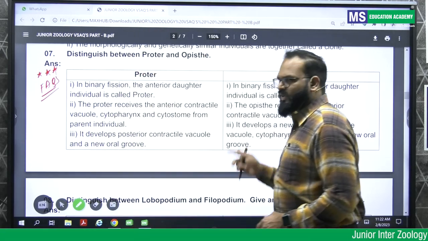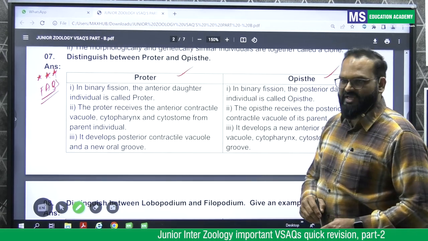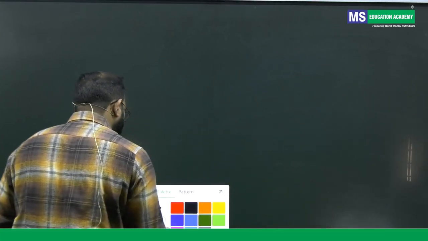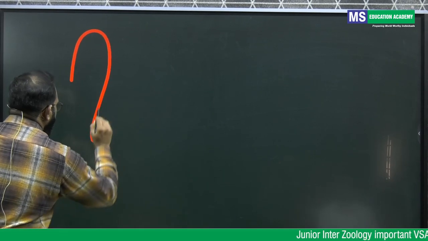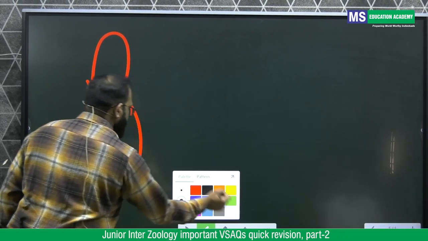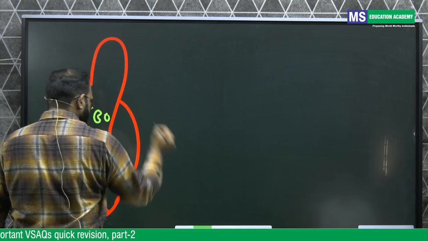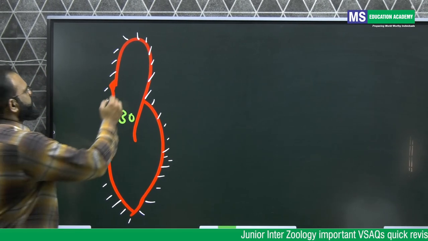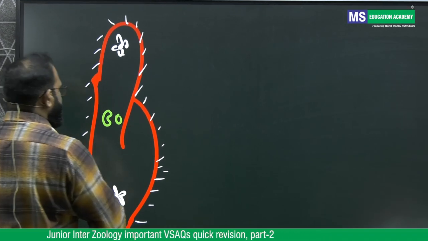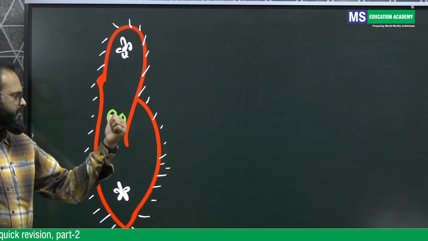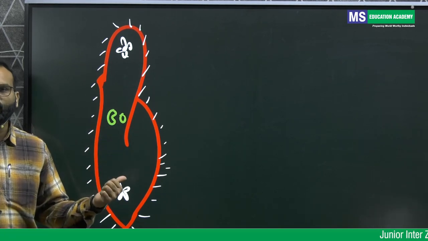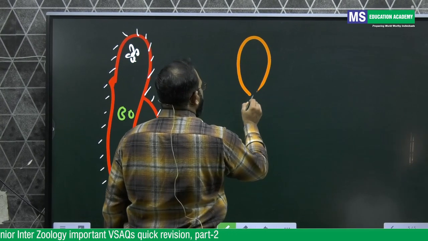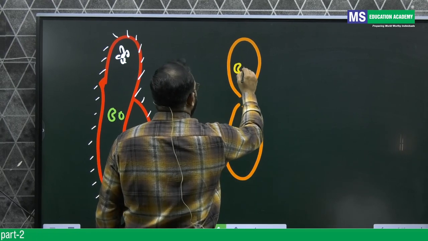So now the question, distinguish between proter and opisthe. It is part of transverse binary fission of Paramecium. Students, let me give you a quick revision of transverse binary fission of Paramecium. First karyokinesis occurs, next cytokinesis occurs, cell division occurs. Macronucleus divides by amitosis, micronucleus divides by mitosis. And at the end of the division, we can see the formation of two daughter paramecia.